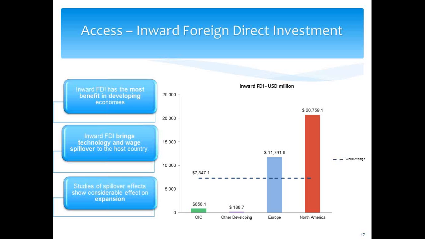In this table, in the regression table, we see OIC countries have higher inward FDI compared to other developing countries, but are significantly behind the world average, as well as Europe and North America. OIC countries thus need to focus on areas which will help attract more FDI to accelerate their growth.